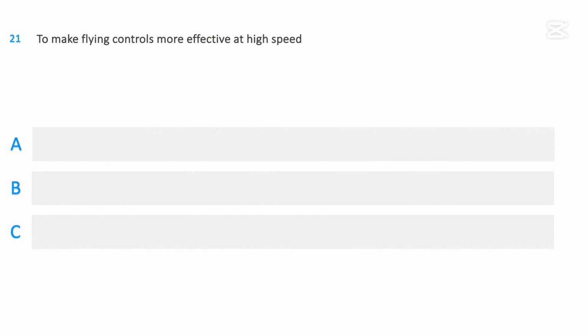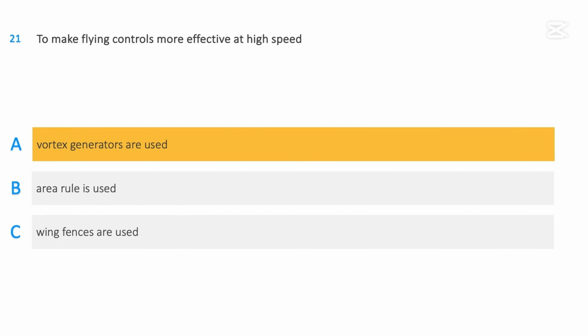To make flying controls more effective at high speed, vortex generators are used. Area rule is used. Wing fences are used. The correct answer is vortex generators are used.